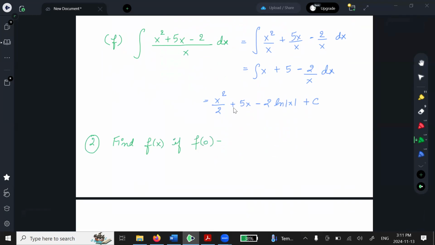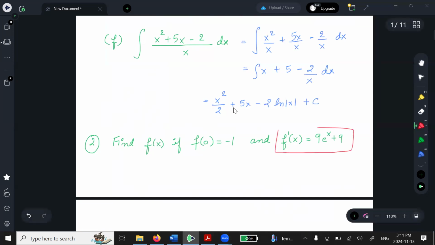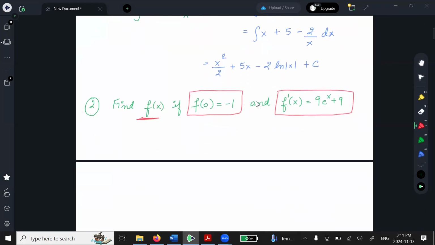You're given the initial value and you're given the derivative in the question, which is 9 e to the power x plus 9. So that's the derivative that's given to you. You're given the initial value and they're asking you to find f of x. Question clear? We did solve plenty of examples like this during my lecture too.